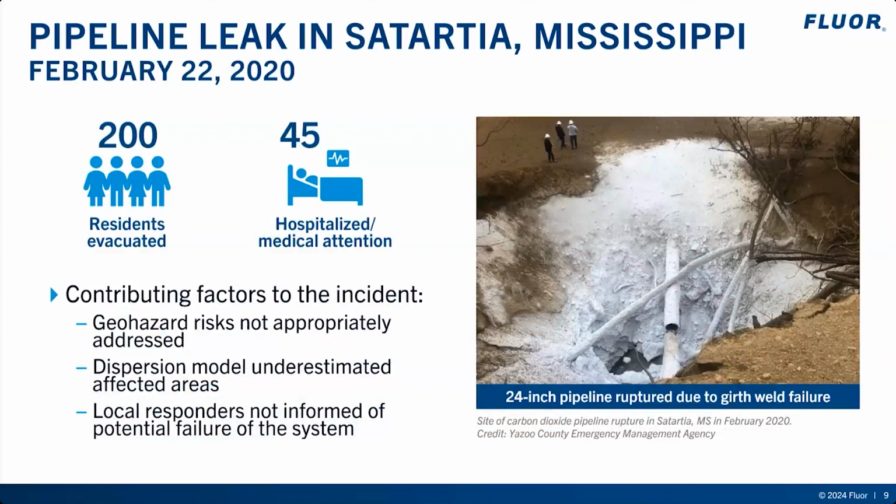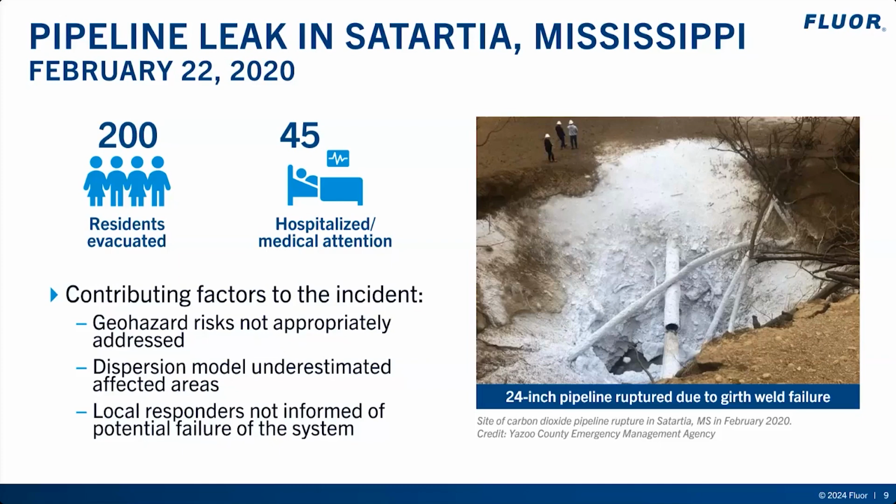The first one I'll go over was in Satartia, Mississippi on February 22, 2020, which now is a completed investigation. A 24-inch pipeline ruptured due to girth weld failure. 200 residents were evacuated. Thankfully, there were no fatalities, but 45 people sought medical attention. The pipeline failed on a steep embankment due to heavy rains in the month prior, which caused soil subsidence, creating axial strain on the pipeline that resulted in full-bore ruptured girth weld failure.